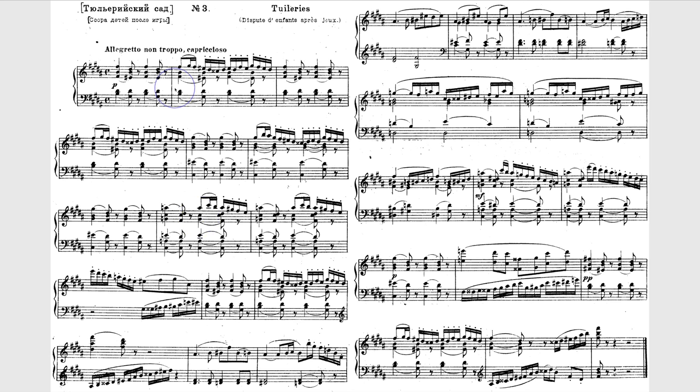Anyhow, let's break this down and just think as orchestrators, right? We've got this sort of taunting opening, almost like the kids are going, you know, neener neener at each other to try to get a reaction. And there's this little melody that takes us right back to where we started.